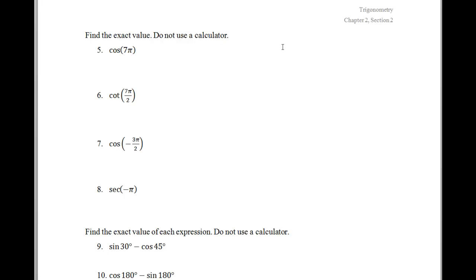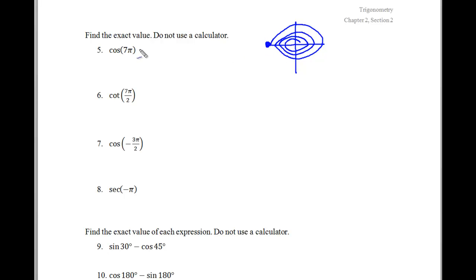On the next, we're going to find the exact value, and we're not going to use a calculator, but we will actually use some parts of the unit circle that kind of help us out here a little bit. It says do not use a calculator, so what I have to do is kind of think about cosine of 7 pi. Where is 7 pi? Now, one way to do this is to maybe think about a unit circle here, and where is 7 pi? Well, this would be 1 pi, 2, 3, 4, 5, 6, 7. There it is at 180 degrees.